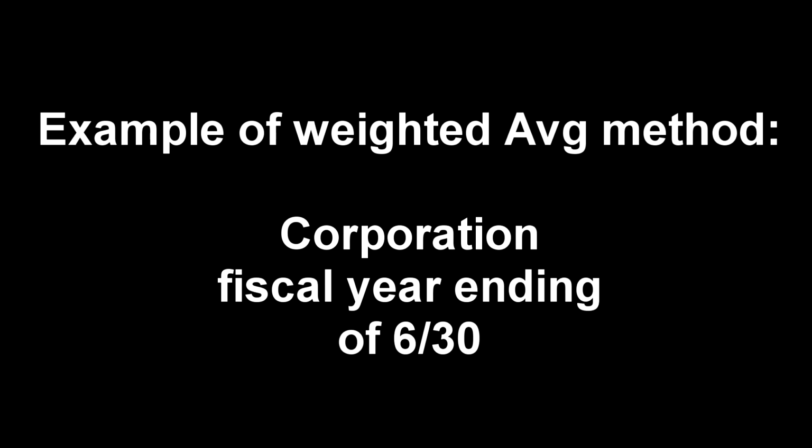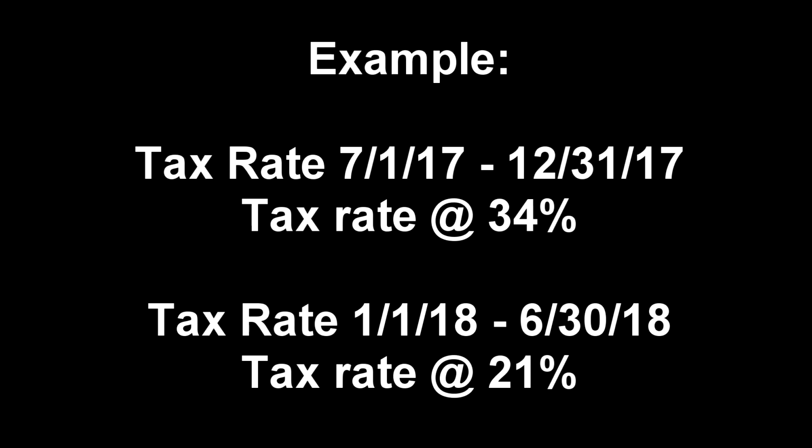Okay, let's look at the example of the weighted average method. Think of a corporation with a fiscal year ending of June 30th. In this example, the tax rate from July 1st of 2017 through December 31st of 2017 would be 34% roughly, right? Well, then we have to take into account from January 1st through June 30th of 2018, it would use the new tax rate of 21%. And so you're kind of using a weighted average to figure out your taxable income in that instance.